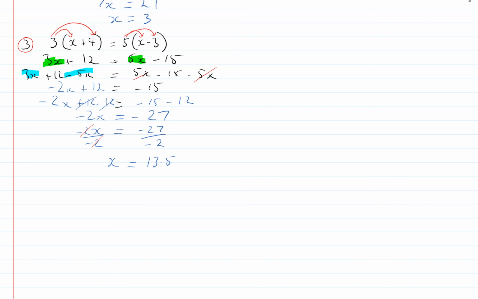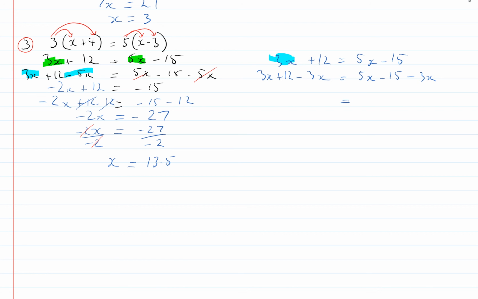debatable, but anyway, if I had this 3x plus 12 equals 5x minus 15, then to avoid the negatives I could get the x's and move them to the other side, or get rid of it from this side. So I am going to subtract 3x from both sides. So 3x plus 12 minus 3x, and 5x minus 15 minus 3x.